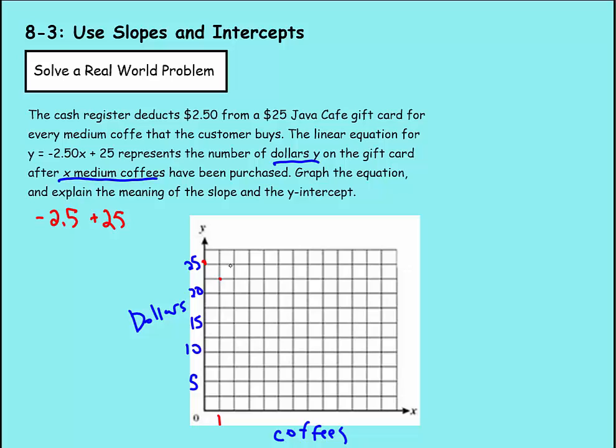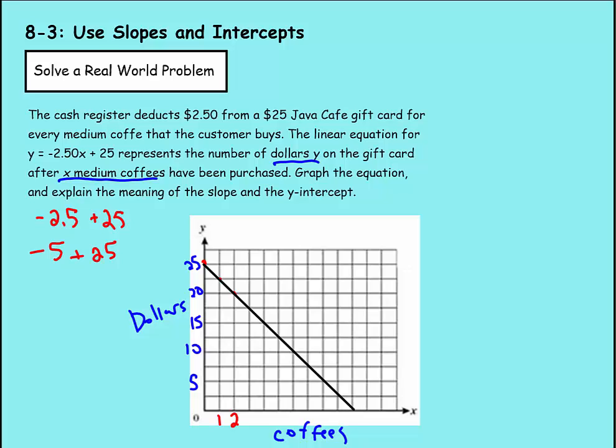Let's do one more, then we can graph our line. So when you have two coffees, -2.5 times 2 would be -5, plus 25. That would be y equaling 20. So when x is 2, y is 20. So now that we plotted a few points, we actually can plot this out, since it's a linear equation, following the line.